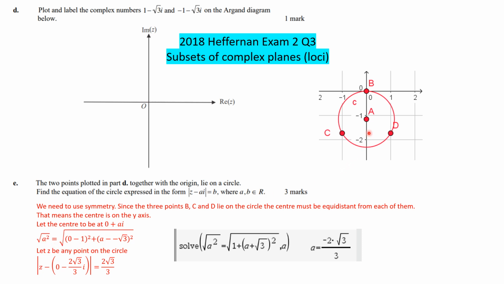So this time you choose the center and your point D, for example. Okay, applying the distance formula. Remember the center is given by 0 plus ai. So you would have square root of (0 take away 1) squared, plus (a take away negative root 3) all squared. And then on CAS, you can solve for a.